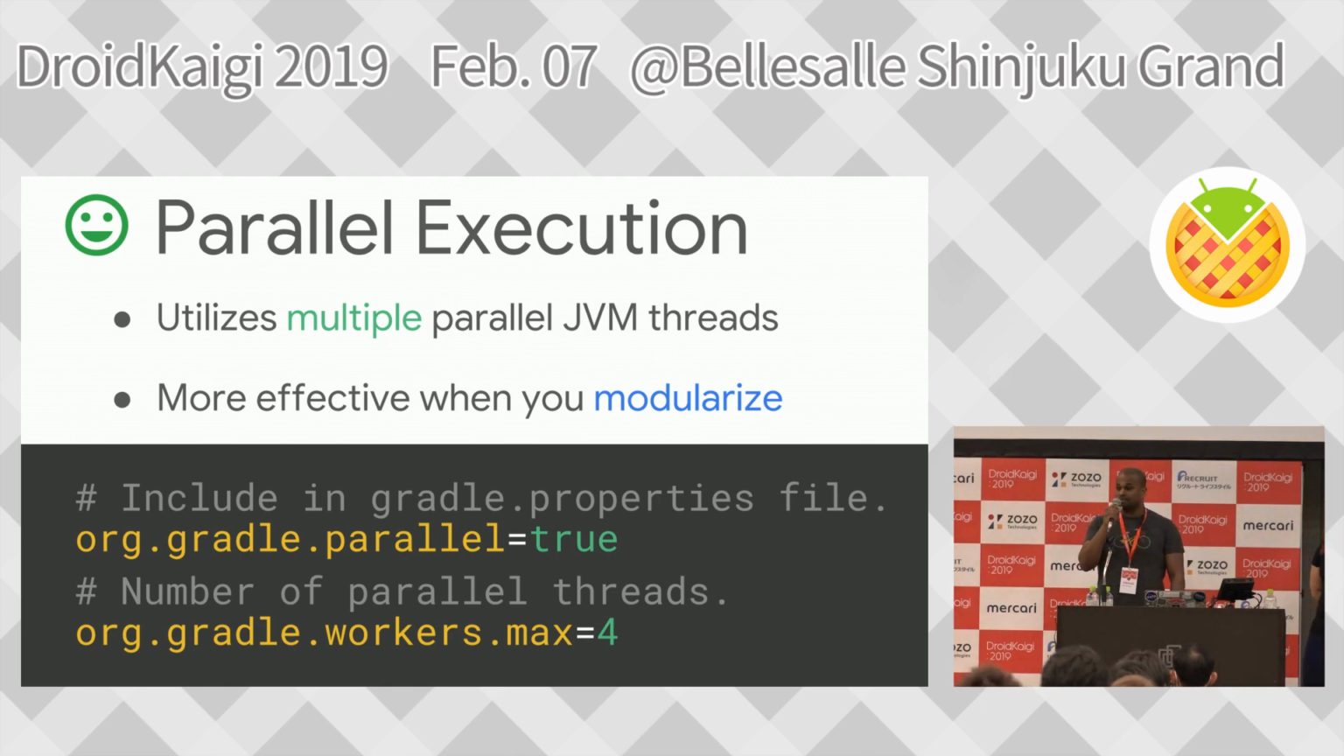So parallel execution is a Gradle feature, which is very powerful. It allows you to utilize multiple JVM threads to compile and build modules in parallel. The way you enable it is through the Gradle parallel property there. And then you want to play around with the actual number of threads. If you put too many threads, that can actually slow down your build. So you want to play around with that.